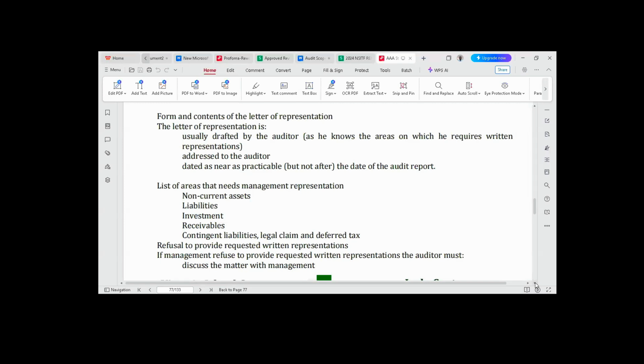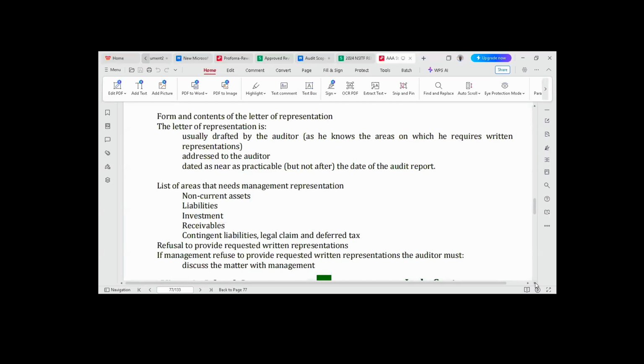The same thing with liabilities. If the company is owing a bank, the auditor will write the bank on behalf of the company to understand how much is owed, or if that liability truly exists. The same thing with investments, receivables, contingent liabilities, legal claims, and deferred taxes.